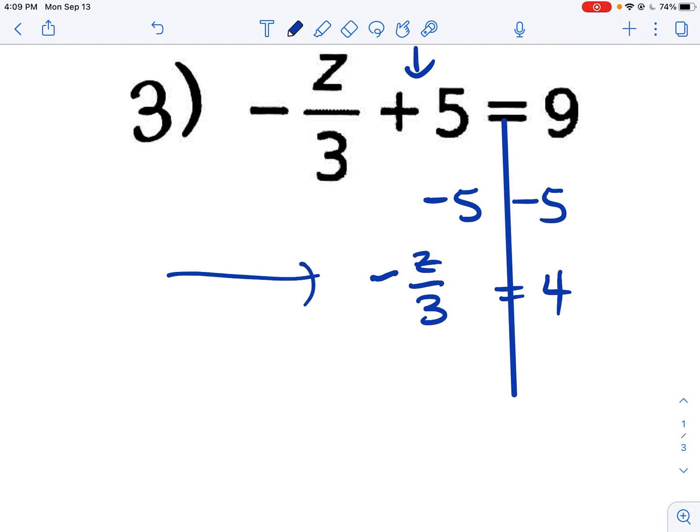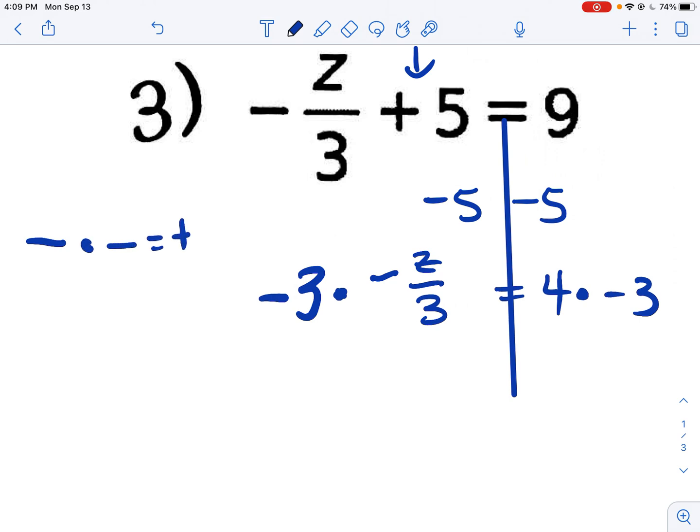Now, this right here, this negative z over 3, guys, just think of it as the whole fraction is negative, because that's what it is. I'm going to multiply by negative 3, because negative times a negative gets a positive. Negative divided by a negative gets a positive. So those negatives are going to go away. So the negative 3 cancels out, and I get z equals negative 12.